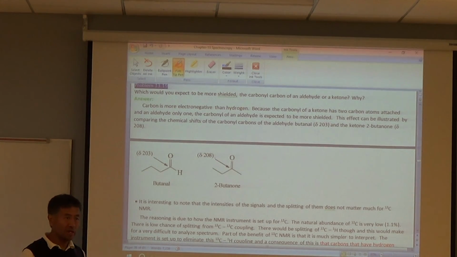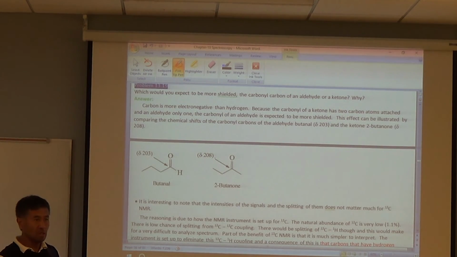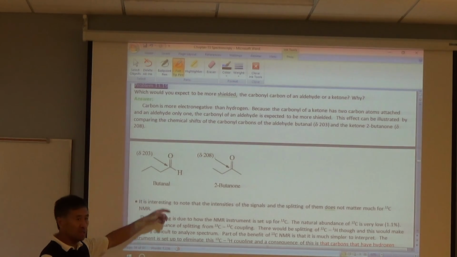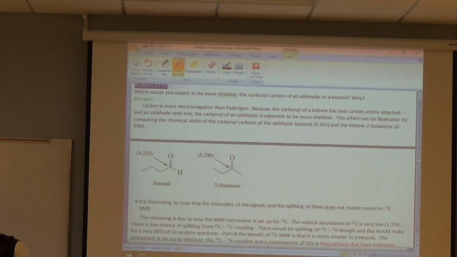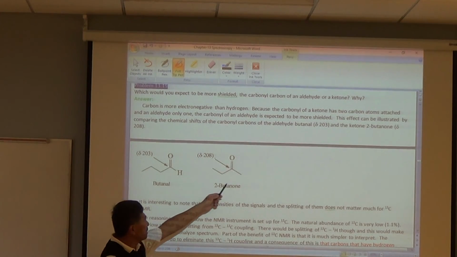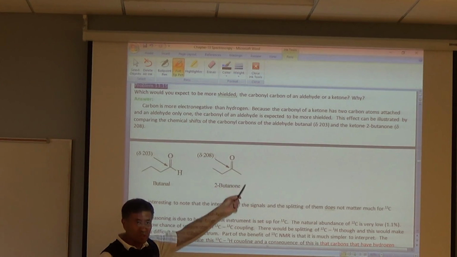So why does the ketone have a larger number compared with this aldehyde? Very good. Carbon is more electronegative. You see the only difference between these two molecular structures: here is H, but here is what? C3.